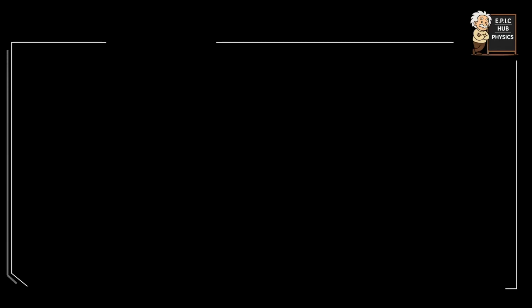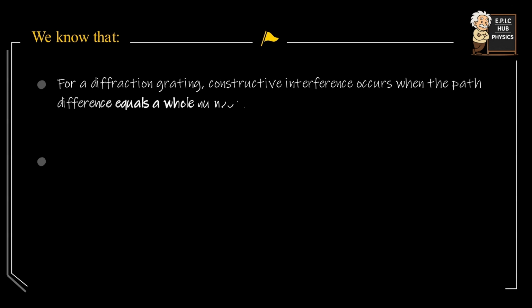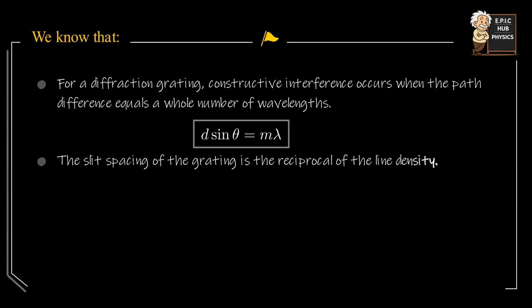This question tests our understanding of diffraction gratings. Let's recall what we know. For a diffraction grating, constructive interference occurs when the path difference between light from adjacent slits equals a whole number of wavelengths. This condition is expressed in the diffraction grating equation. We also know that the slit spacing of a diffraction grating is related to the line density. Specifically, the spacing between adjacent slits is the reciprocal of the number of grooves per unit length.